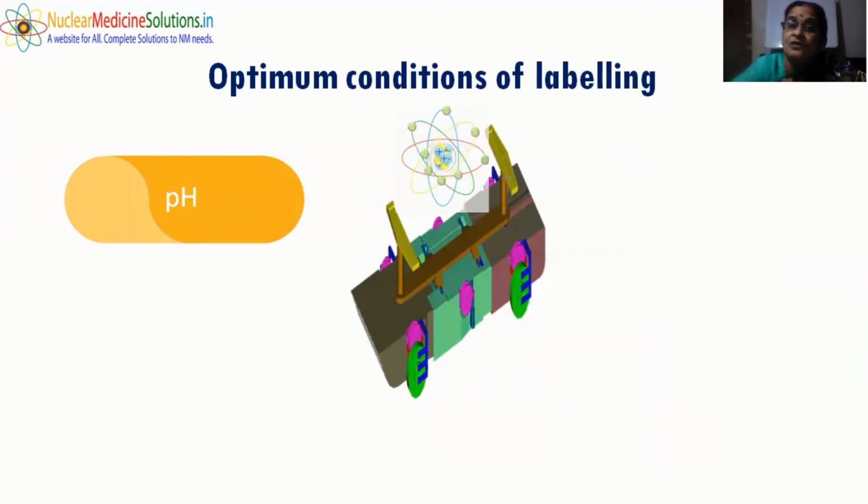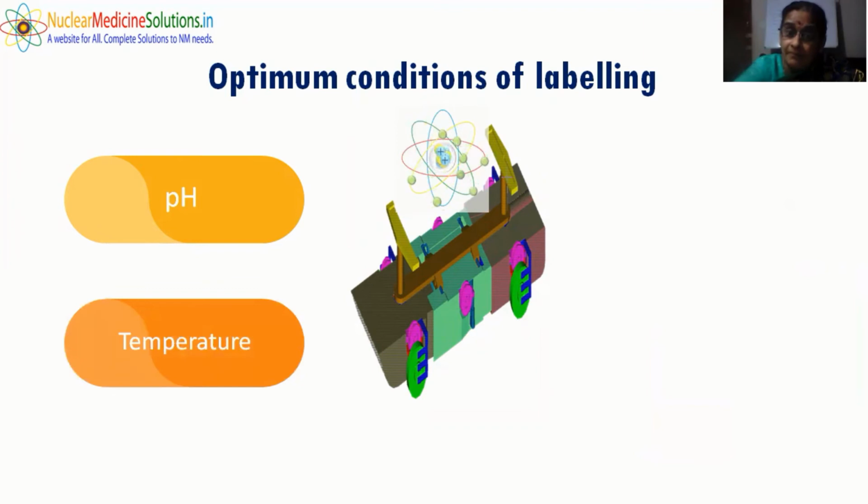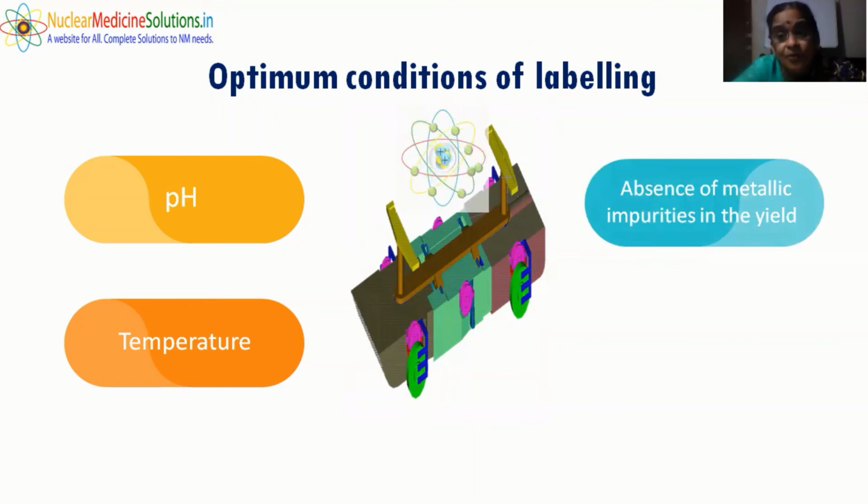Let us see what the optimum conditions are. We have to know what the different parameters are. We have to maintain a particular pH for the labeling of the radiopharmaceutical to really occur. And the temperature has to be maintained, whether you need boiling or any kind of heating, and if a boiling water bath is required, all this has to be optimized during the design of the radiopharmaceutical gallium preparation. And then the absence of metallic impurities in the yield, especially the parental impurity, becomes an issue.